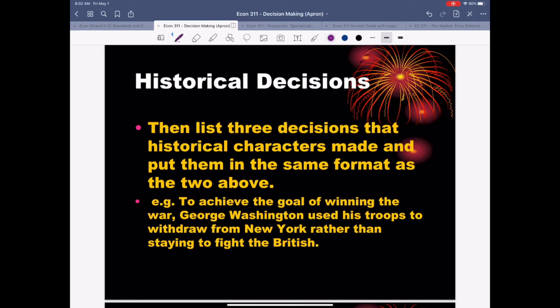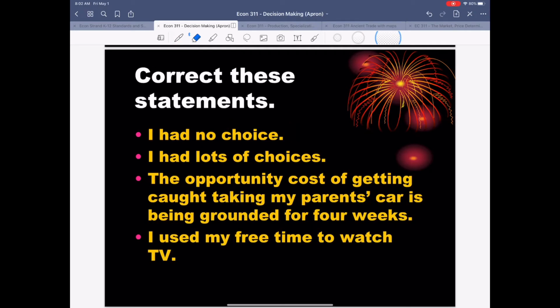Notice here the example is George Washington withdrawing troops from New York rather than staying to fight the British. Here I want you to correct these statements. I had no choice. I had lots of choices. The opportunity cost of getting caught taking my parents' car is being grounded for 4 weeks. I used my free time to watch TV.